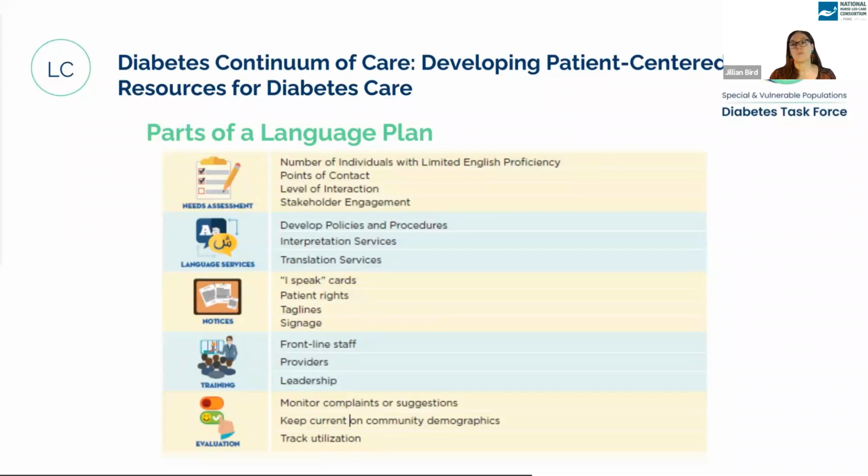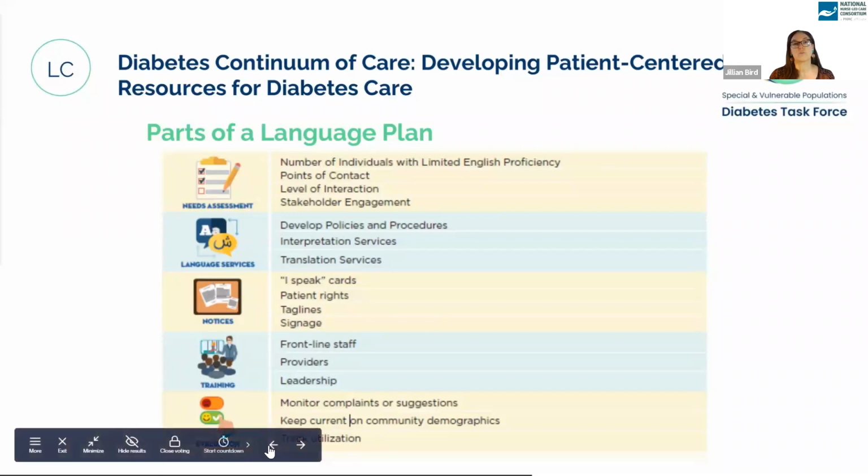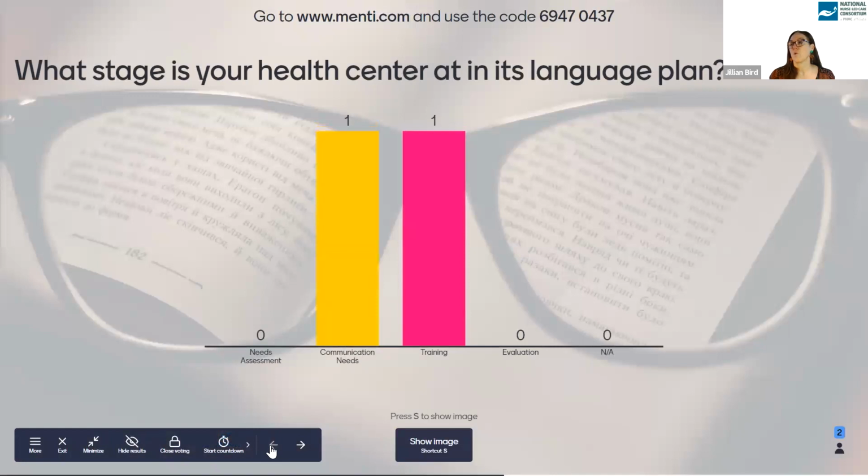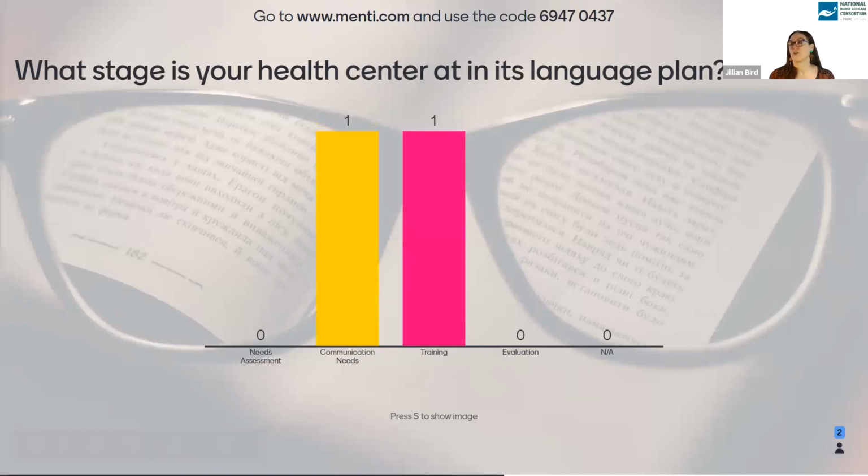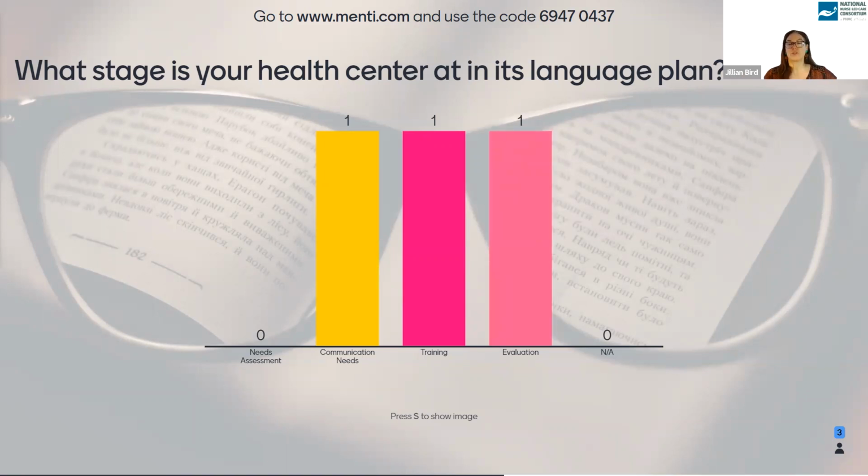So I think if we can just bump back to that last slide, you can ask folks, what stage is your health center at in its language planning? Have you completed your needs assessment? Are you through to communication? Have you finished with training? Are you doing all five? I don't know if you could answer more than once, but you can also list it in the chat if you've accomplished more than just the one.